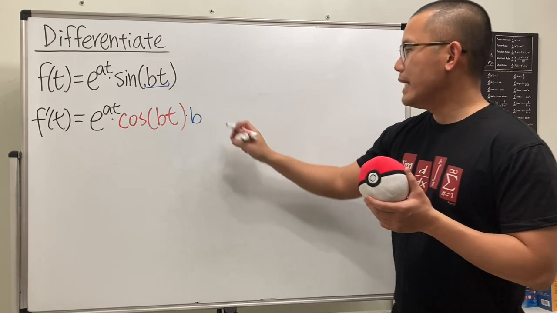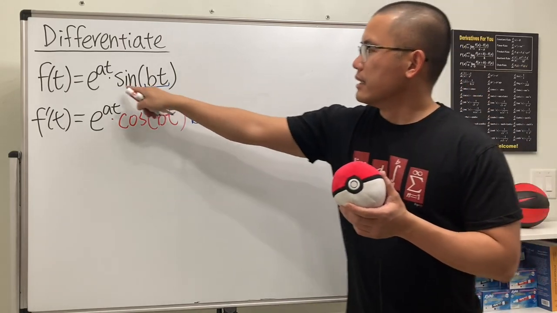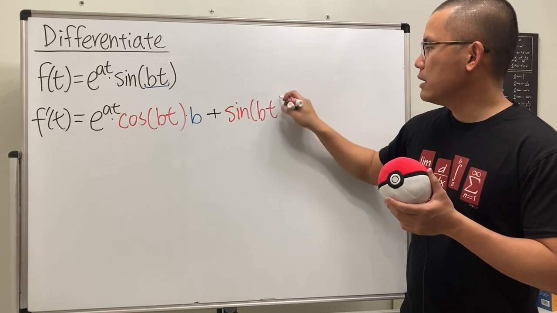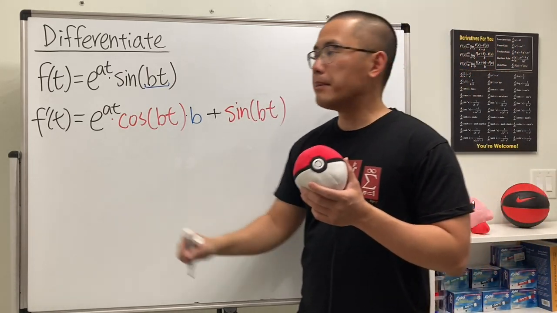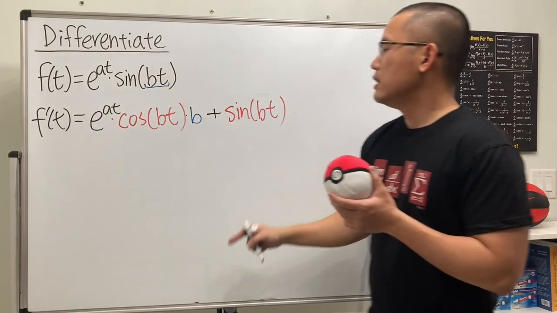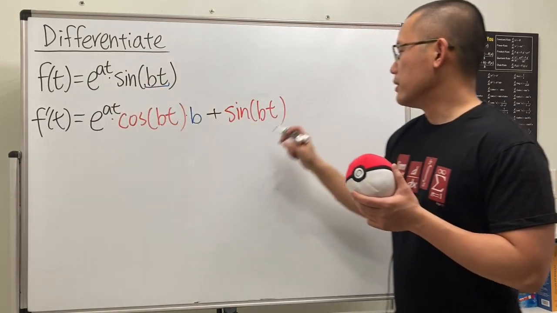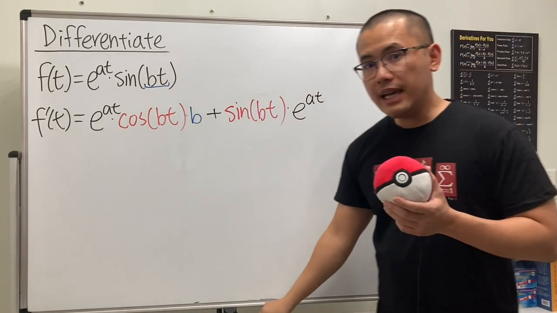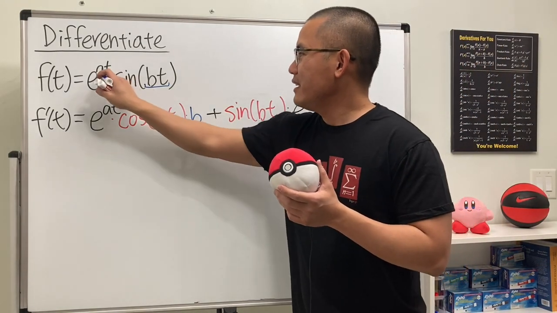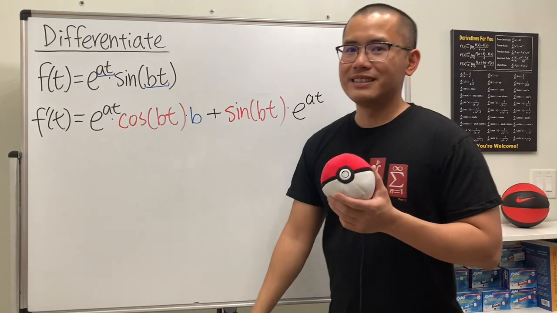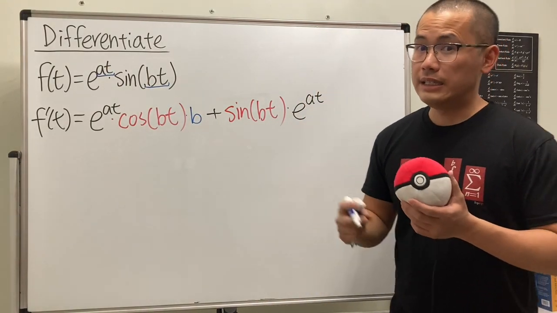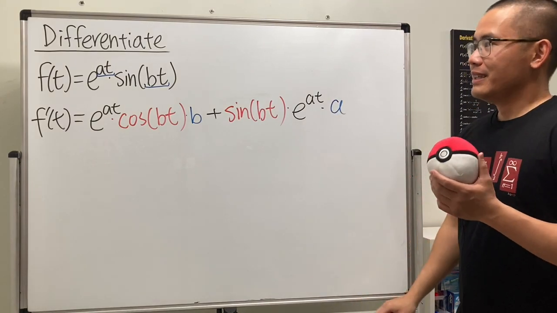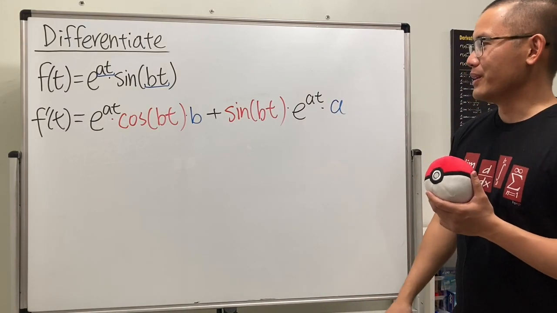And then we are going to add the second function, which is sine of bt. And then we multiply by the derivative of the first. The derivative of e to the something is just that repeated, right? E to the at in this case. And then you see that here, a is just a constant. So the derivative of at is a. So we will have to multiply by a right here. So yeah, product rule and chain rule and all that good stuff.